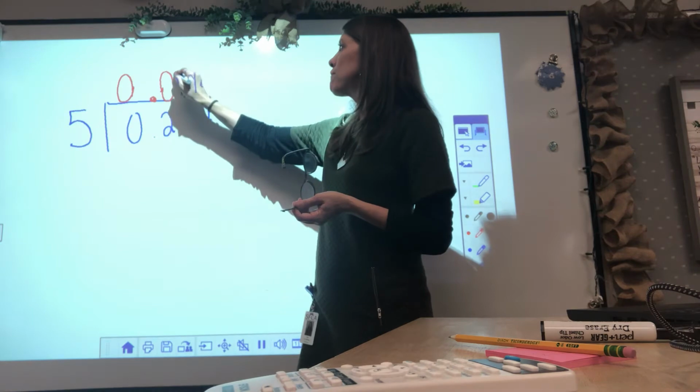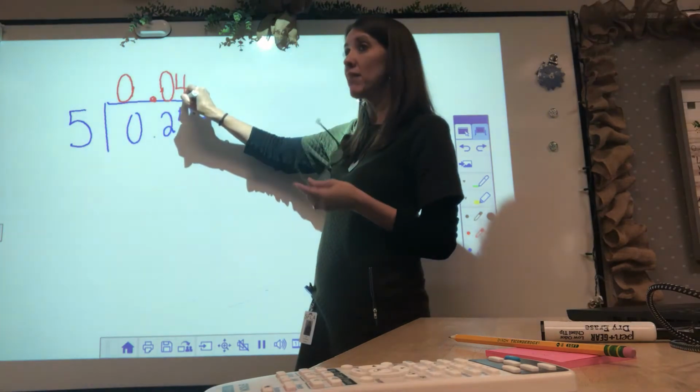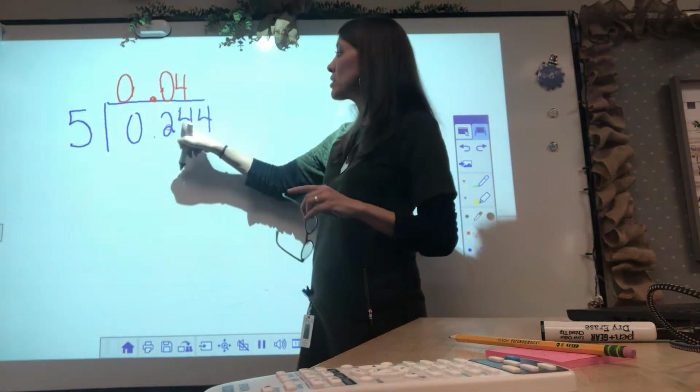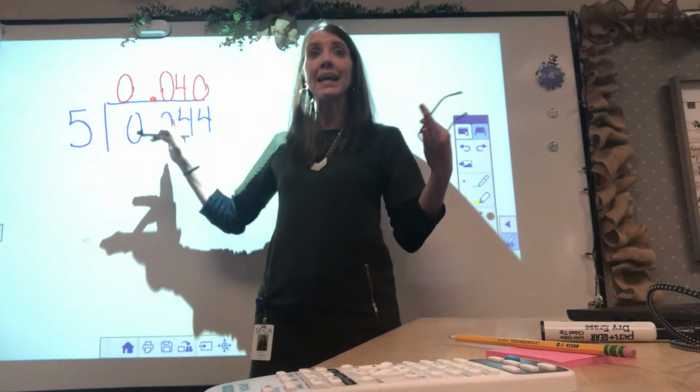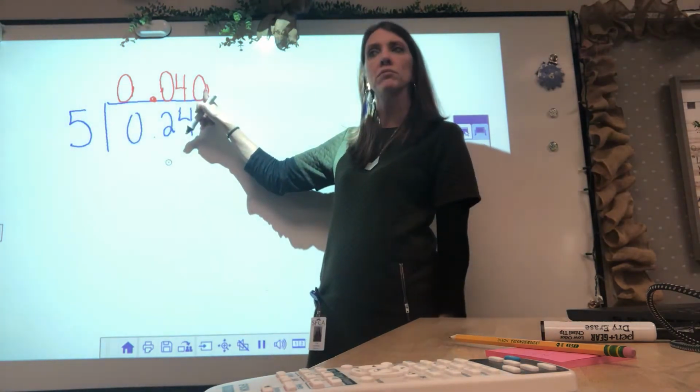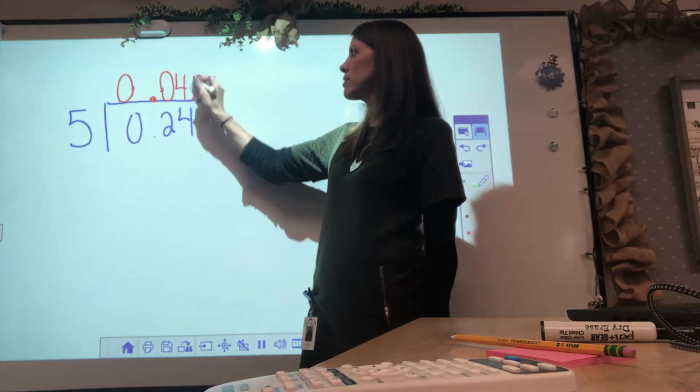4 times, which is 20. 5 times would be 25. That's too much. So 4 times, and then the rest is just 0. Now, when I write my answer, do I need to include this 0? No, this 0 doesn't necessarily need to be there.